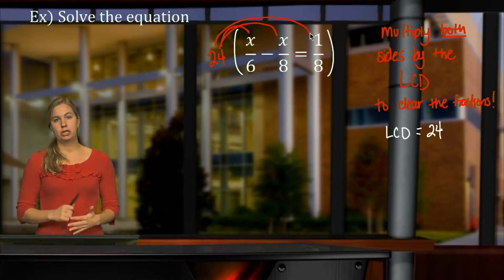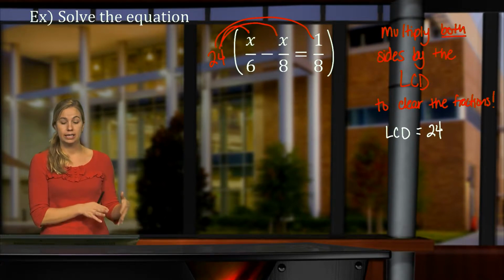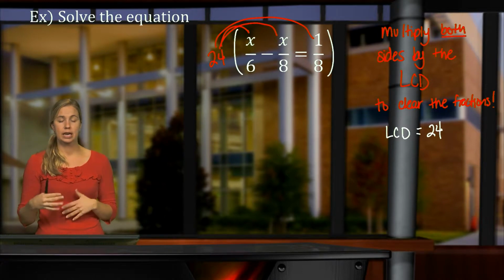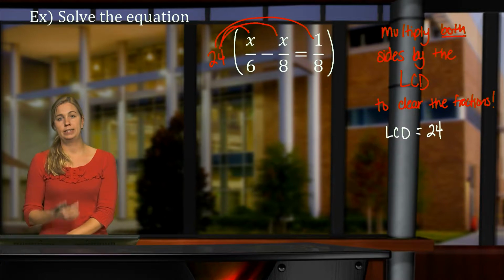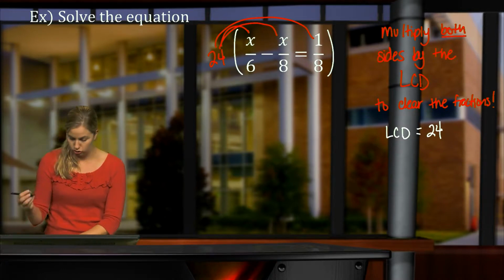Now, this next step I'm going to show you is going to come into play again in our chapter 6 on rational equations. This is, in fact, a rational equation. That's an equation that involves fractions. What I want you guys to do in the next step is actually show the distribution. Show that 24 being multiplied by each term.